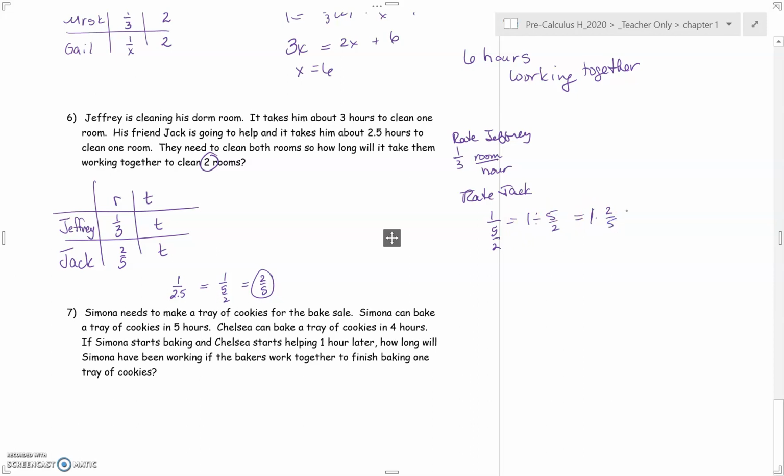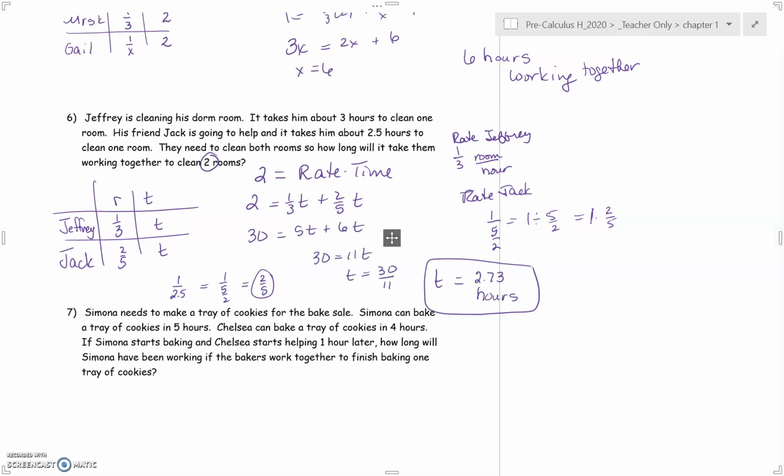Okay, so notice that they are going to clean 2 rooms. So it's not one job, it's 2 jobs equals rate times time. And they're working together. So 2 equals 1/3 T plus 2/5 T. So again, I would go ahead and pause the video and multiply by something that will eliminate the fractions, or the denominators. Okay, so again, they had 2 jobs. So 1/3 T plus 2/5 T, I multiplied both sides of the equation by 15. So when I do that, I end up with 30 equals 5T plus 6T. If you solve for T, you get 2.73 hours of them working together. That was it for them working together to clean both rooms.